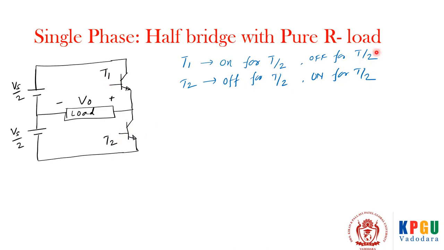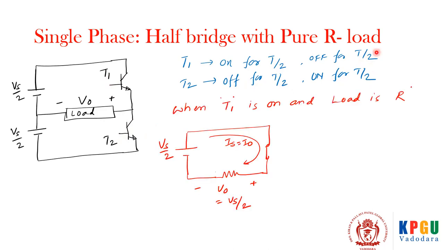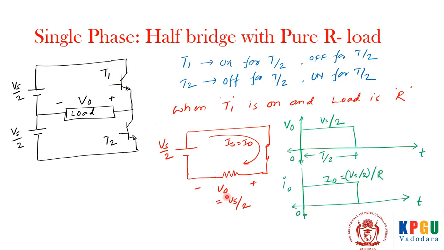Now how does it happen? So you can see when T1 is on, the circuit is completed in this fashion. The same is drawn over here, and it's a pure resistive load, so plus minus V0, which is equal to Vs by 2, comes across here. If I draw the waveform, you can see this is Vs by 2 for the time period T by 2. And as the load is purely resistive, current is also of the same nature, the same square wave you get, which is equal to whatever is the voltage divided by the resistance.